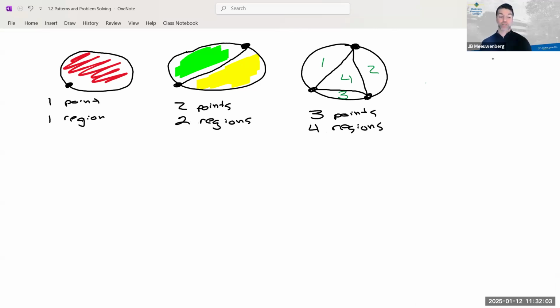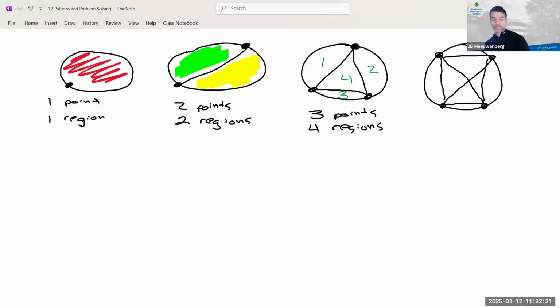Maybe make a prediction on the number of regions in the next one. So 1, 2, 3, 4. What I would suggest you do is pause the video and continue this one. Do it with 4 points yourself. I'll keep going. So if I make 4 points, I have to draw those 4 lines, but I also have to connect these two. We're connecting all of the points together like that.